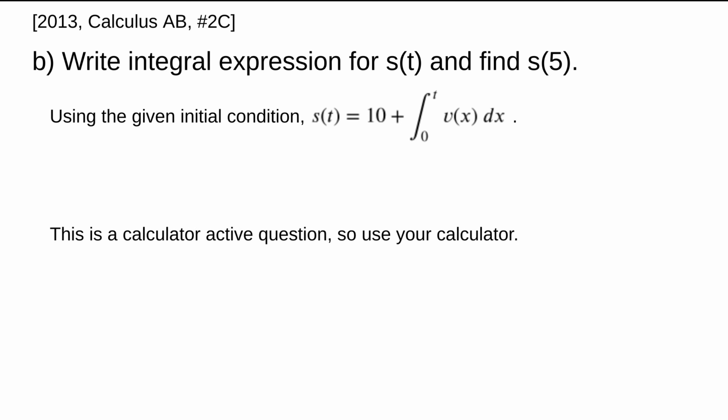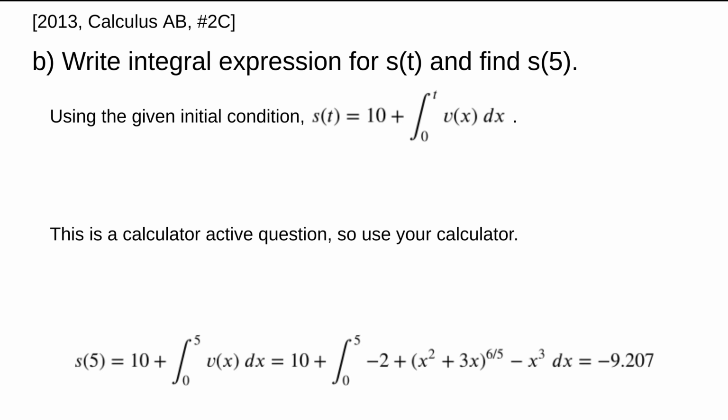And again, this is a calculator active question, so we're going to use our calculator to calculate this integral for t equal 5. And it turns out that the position of the particle at t equals 5 is negative 9.207.